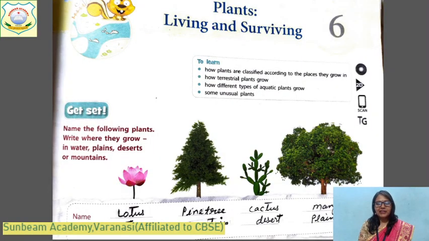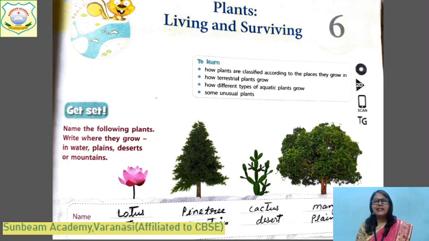Let's start the revision of the lesson Plants living and surviving. You all have read. We have done the revision earlier also. Okay, children, today I will ask some questions as well as I will explain you about some important topics of the lesson. Let's read one by one. Let me share my screen, children. There you will see the book pages. Yes, you all have your science book. You open your science book this time.